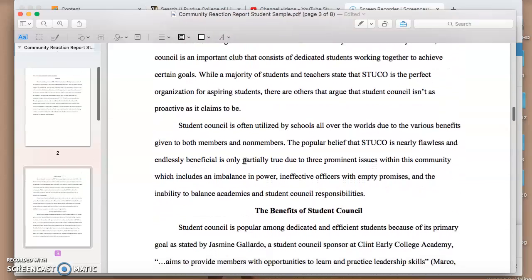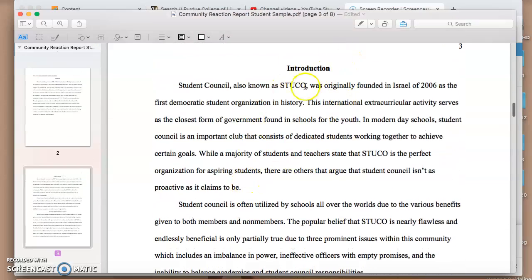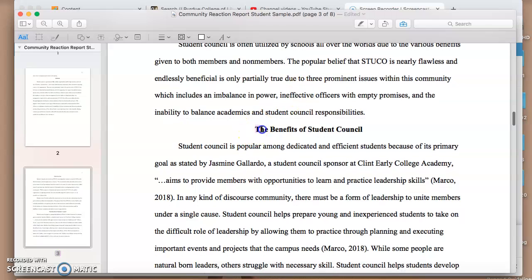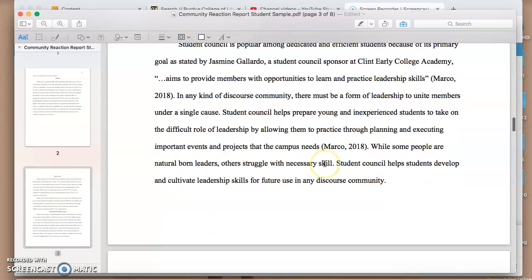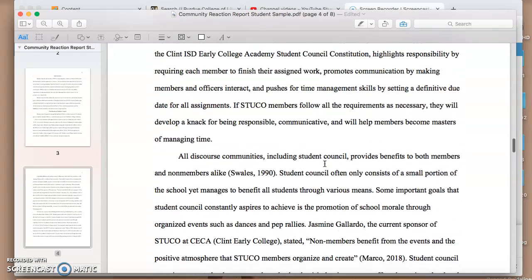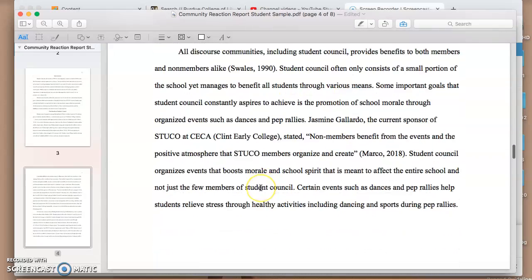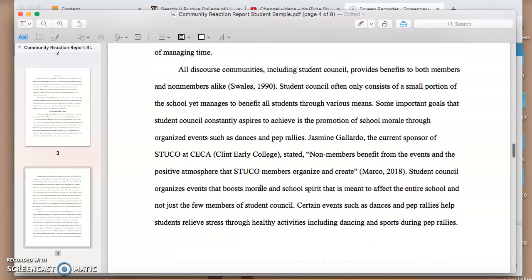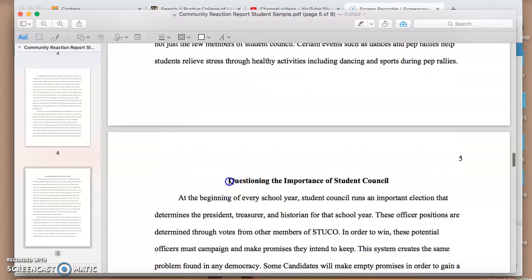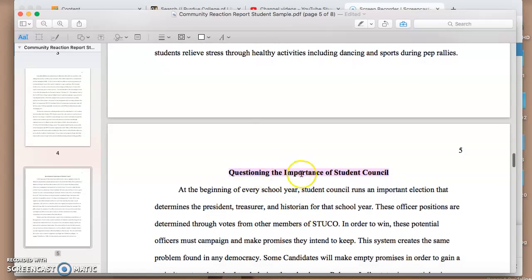All right, so what they did was they have their introduction, and immediately after the introduction, give whatever first viewpoint you're writing about a title. She wrote about the benefits of student council. All right, and you need a few paragraphs for the viewpoints because that's where all your sources are going in. All right, you can't stop there because it's not an argument paper, so you have to go into a second viewpoint, and that's what she is doing right here, questioning the importance.